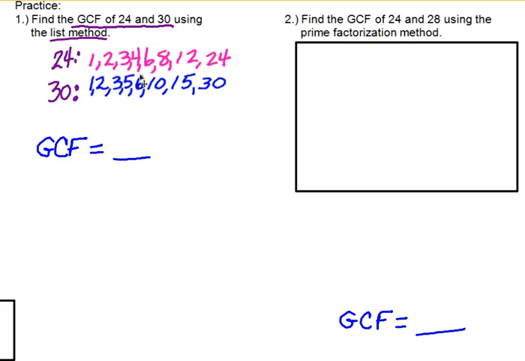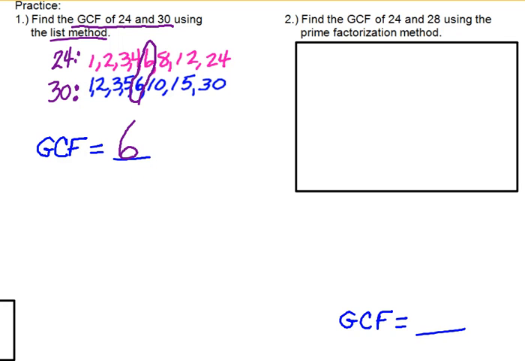For 24, we have 1 times 24, 2 times 12, 3 times 8, and 4 times 6. For 30, we have 1 times 30, 2 times 15, 3 times 10, and 5 times 6. They have 1, 2, 3, and 6 in common, but remember you want the greatest one they have in common, so the greatest common factor is 6.